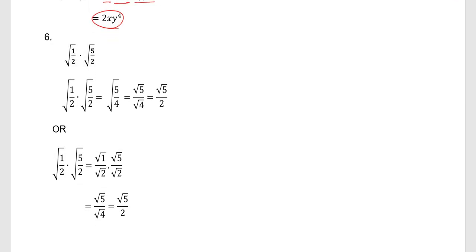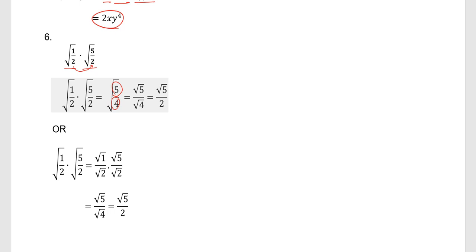The square root of 1/2 times the square root of 5/2. There's a couple of ways we can approach this. One way is to multiply everything under the roots, which is the opposite of what we were discussing, right? So instead of separating them, we multiply. So we get 2 times 2 inside the root is 4, and then 1 times 5 inside the root is 5.